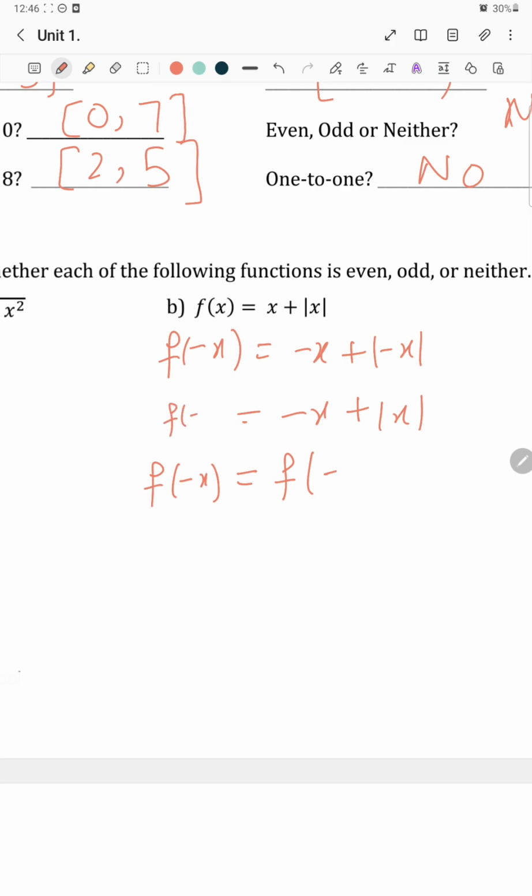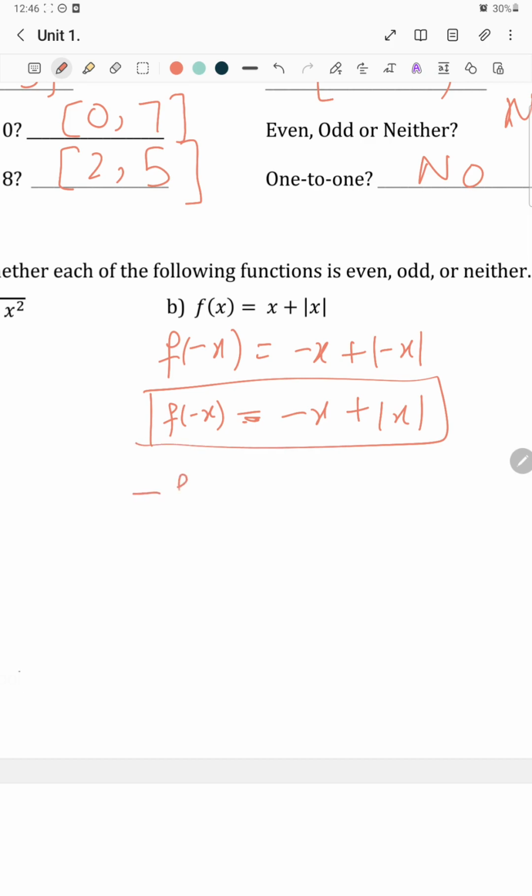This is f of negative x. Now let's compute minus f of x, which will be minus x. So f of negative x is not equal to minus f of x, so neither.